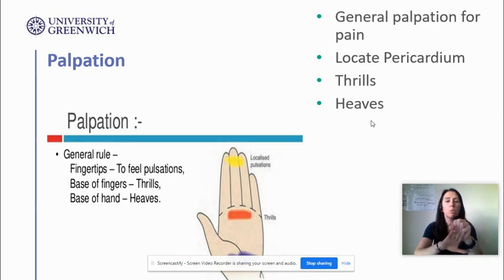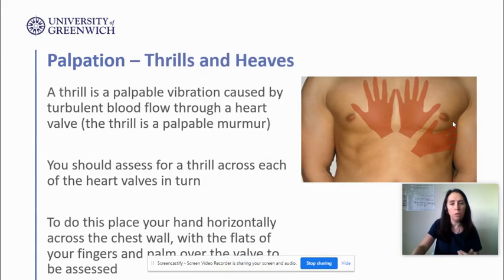What you'll mostly be doing, first of all, is just feeling for thrills and heaves. So with your hand flat, you will be positioning it on the patient and feeling in intercostal spaces for either vibrations or your hand actually lifting. So when you do the video, you will notice that the thrills are the pulsations and the heaves are the lifting of the hand. So let me just put it on a little bit and show you where to feel and what these actually are as well. So a thrill is a palpable vibration caused by turbulent blood flow through the heart. So that's basically a heart murmur that you can feel.